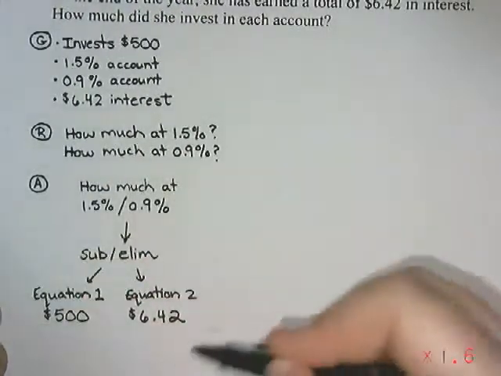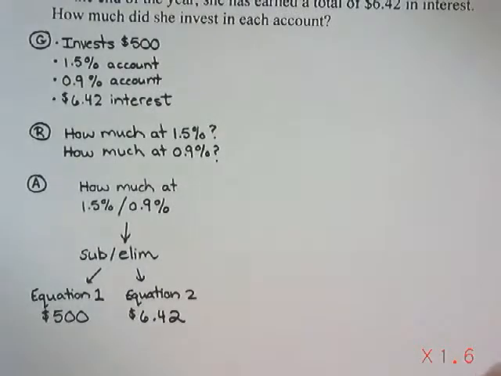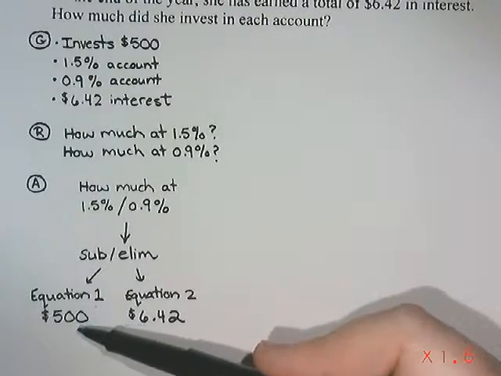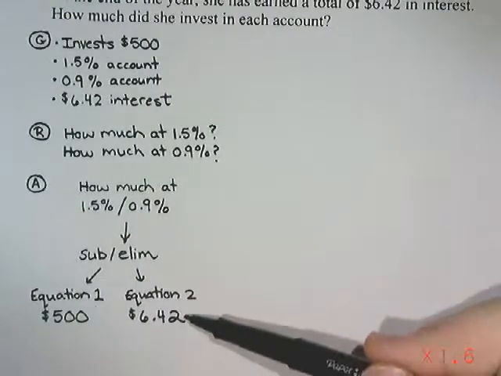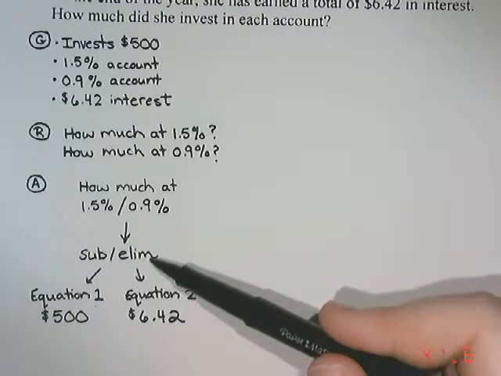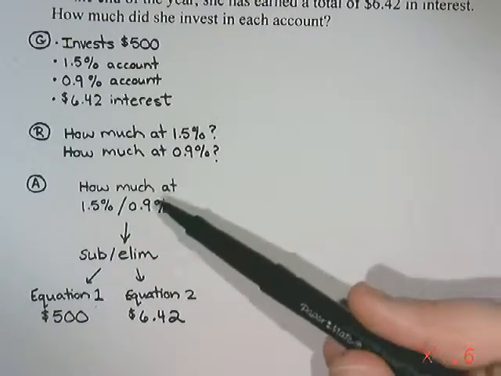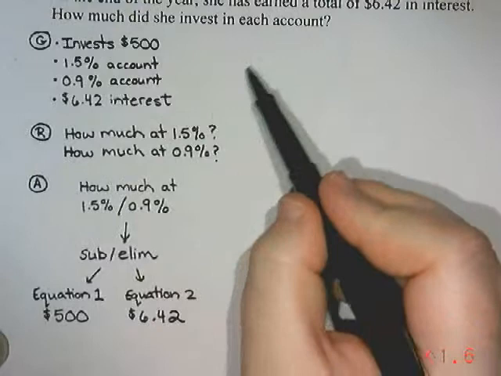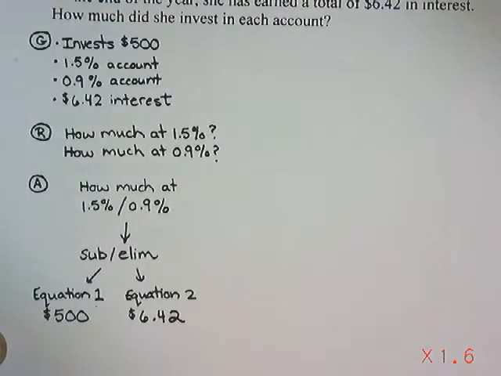So this is really just a little plan to help me brainstorm what I think I'm going to do to solve the question. So we're going to make 2 equations. One's going to be about the $500. One's going to be about that $6.42. I'm going to solve them by substitution or elimination, and then I'll know how much I invested at each amount. So I'm going to put that plan into action with my solution over here.